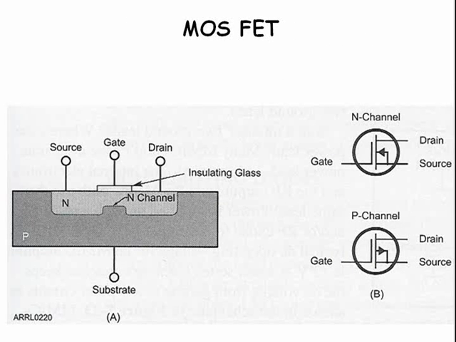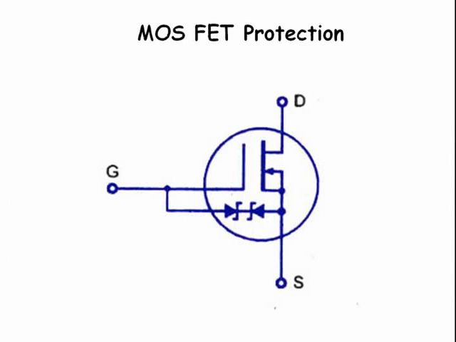A MOSFET is a FET with insulating glass material between the gate and the N-channel material. Here is a schematic of a MOSFET.